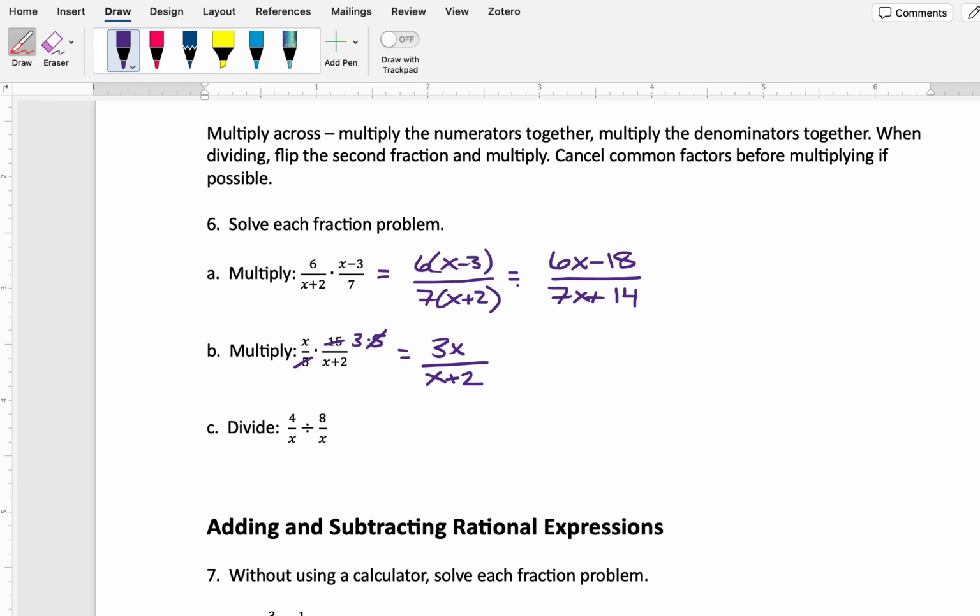And for the final one here, dividing, remember when we're dividing, we flip the second fraction and multiply. So 4 over x times x over 8. Now, the x's here can cancel, and I can also take a factor of 4 out of here. So 4 is 4 times 1, 8 is 4 times 2. That leaves me with 1 on the top, 2 on the bottom. So 1/2 is my answer.